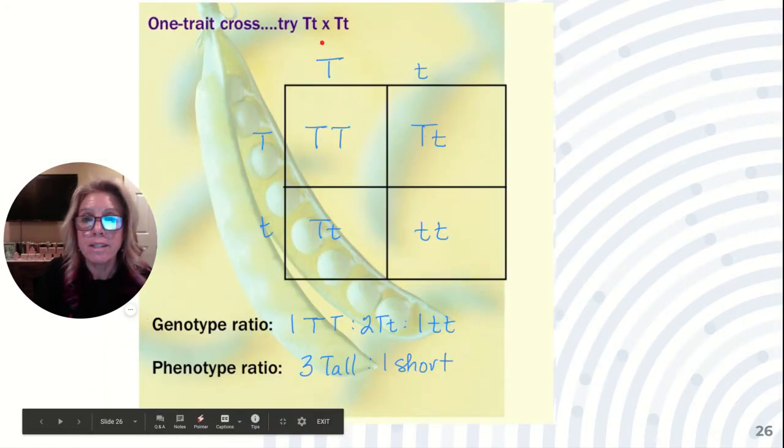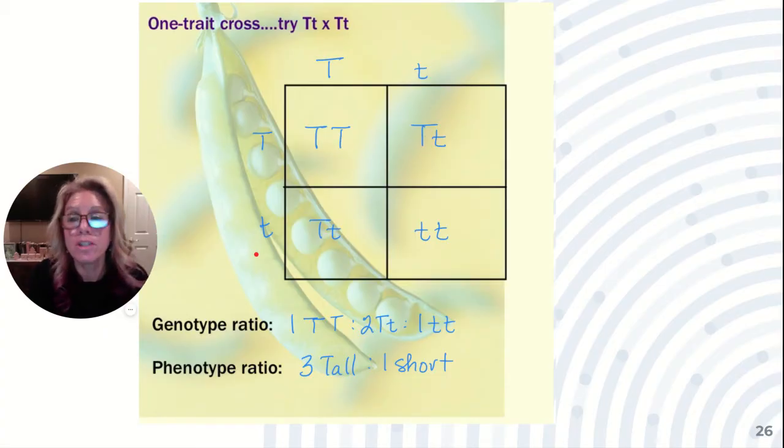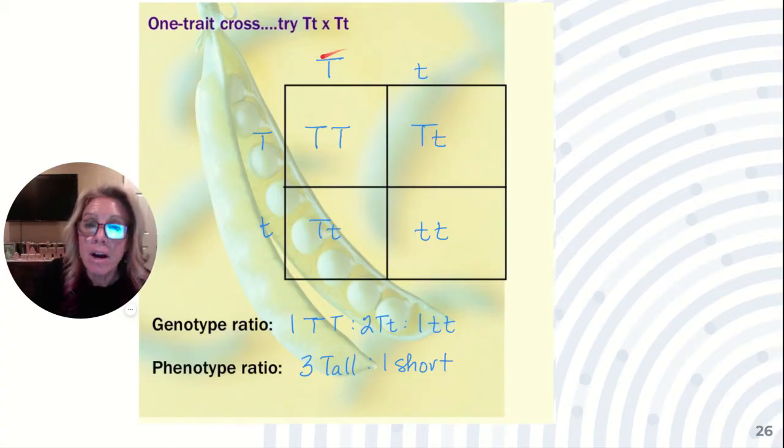Okay, so here I separated out, let's say this is the female right here, big T, little t, and I separated out the male gametes, big T, little t. Why? Law of segregation would tell me to do that. Now, if this egg and this sperm get together, then you have big T, big T. The genotype is big T, big T. The phenotype is what it looks like, tall.